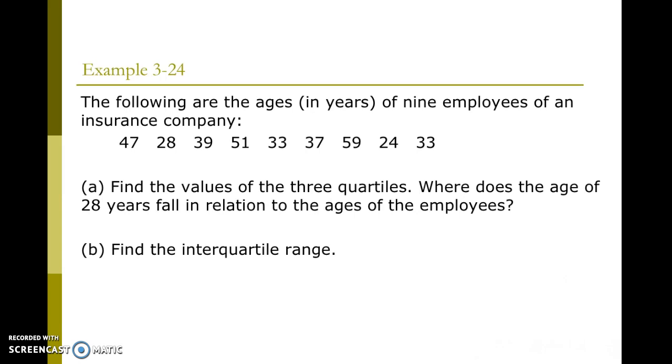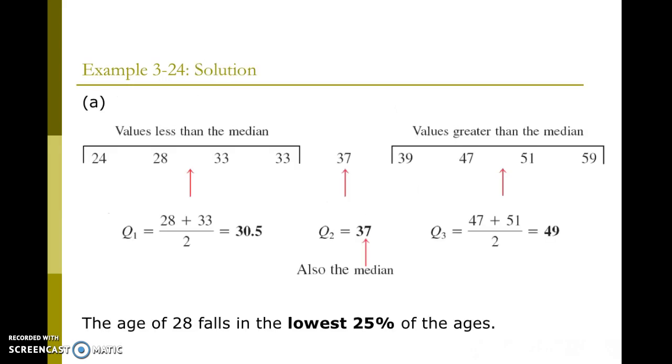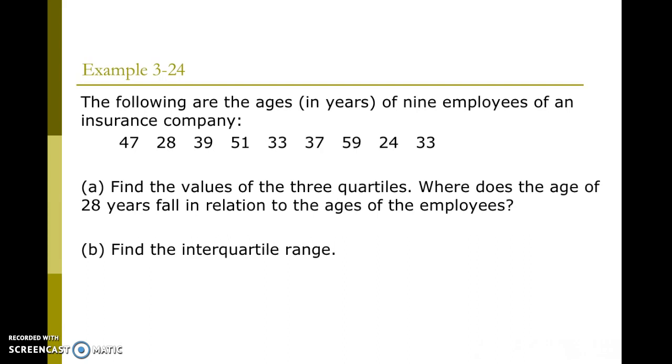So the following are the ages in years of 9 employees at an insurance company. We're going to find the values of the 3 quartiles. Where does the age of 28 years fall in relation to the ages of the employees? And then we're going to find the interquartile range. I should have said pause it now, and then I'm going to show you the answer, but I already kind of showed you the answer.